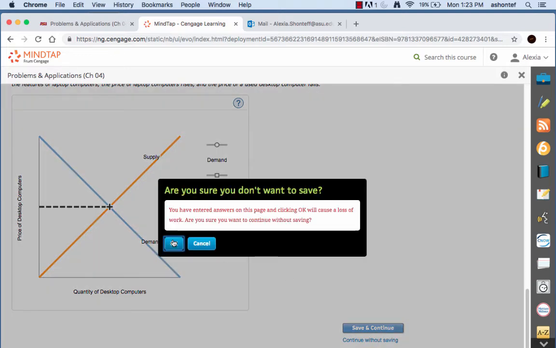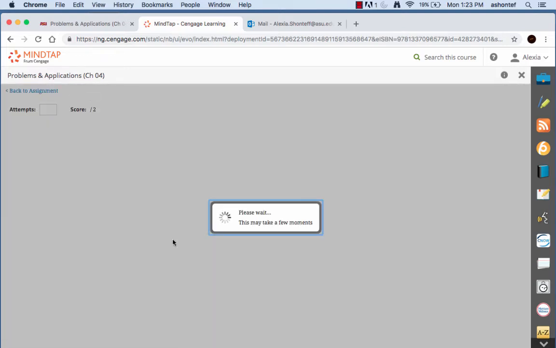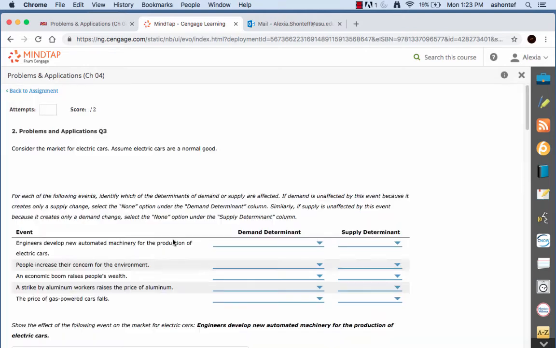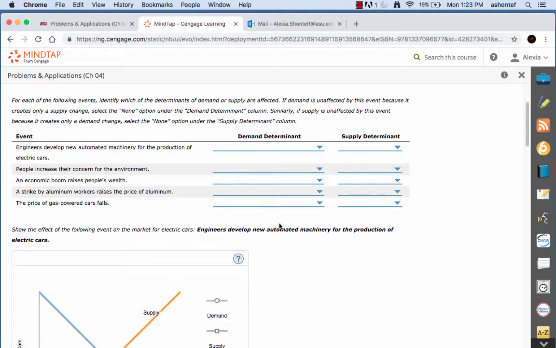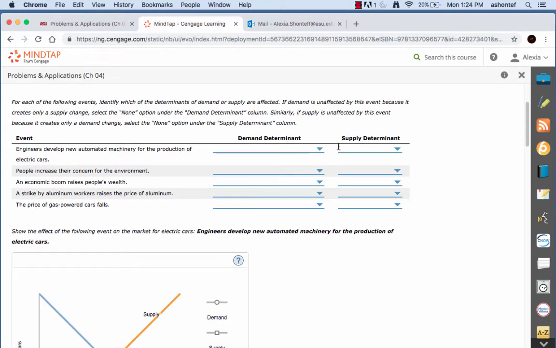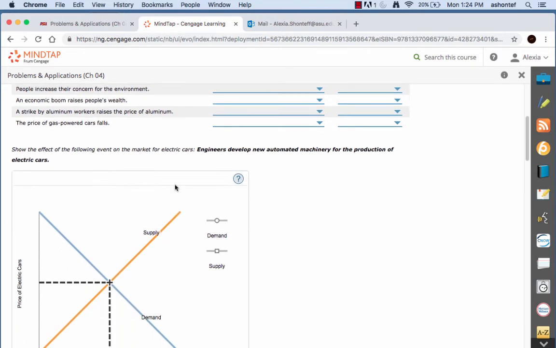Okay, we'll continue on to the next question. All right, so this question here is just trying to get you to practice: are these determinants of demand shifts, or are these supply determinants? I think you'll be able to do that. I would just tell you, give it a try, and I don't think you'll have questions with it, but if you do, let me know.